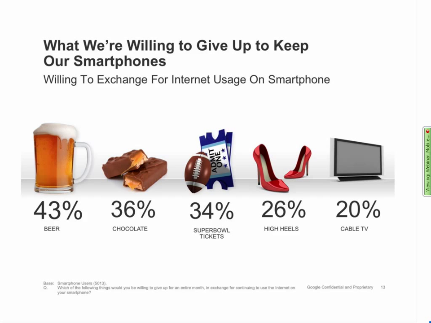So we know that they're using smartphones anywhere, everywhere, and all of the time. This slide just demonstrates how integral smartphones are in people's lives. They're willing to give up life's pleasures in order to be able to continue using their devices. The most popular choices include sustenance: beer, wine, chocolate, and coffee. Women specifically were willing to give up their high-heeled shoes, lipsticks, manicures, and pedicures. And other items that made the list include DVRs and cable TV.